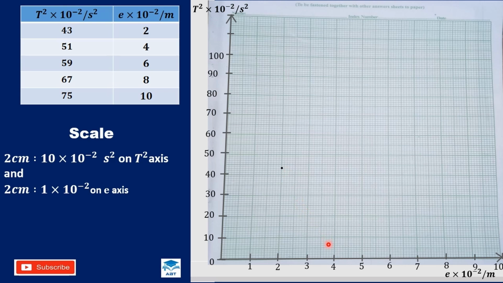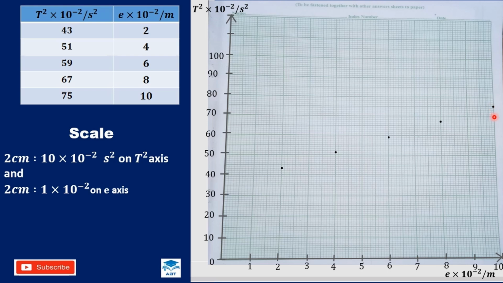The next one, we have 4 on the horizontal axis and 51 on the vertical axis. This is 50, so one more box will make it 51. The next one, 6 here and 59. So we have 50, we count 9 boxes. The next one, we have 8 here, 67 on the vertical. This is 60, we count 7 more boxes. The last one, we have 10 here and 75. This is 70, so 75 will be in the middle here.